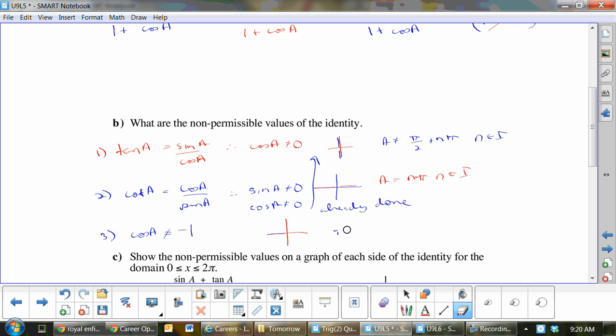So I would say a, oh, I forgot to put a non-equal sign up there. A not equal pi plus 2 pi n, where n is an integer. That's true. Yes.